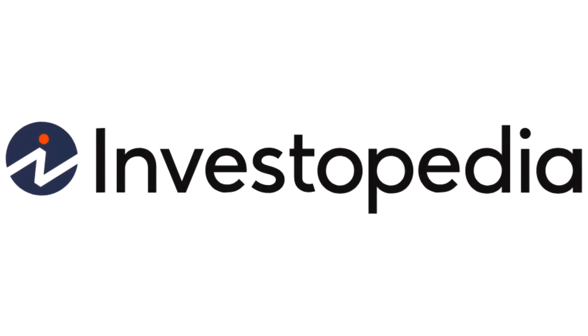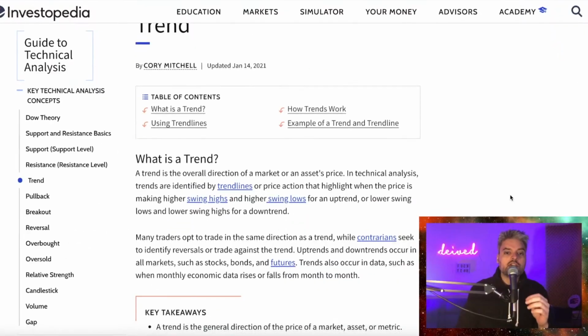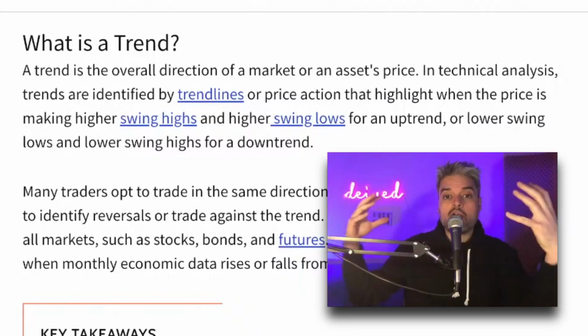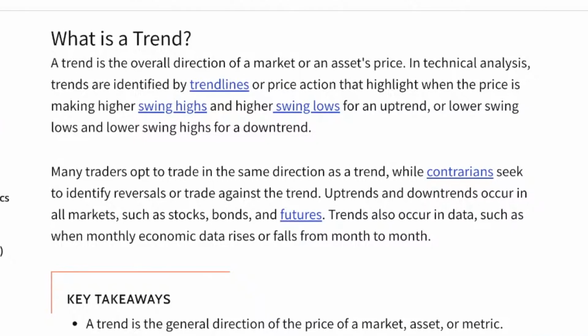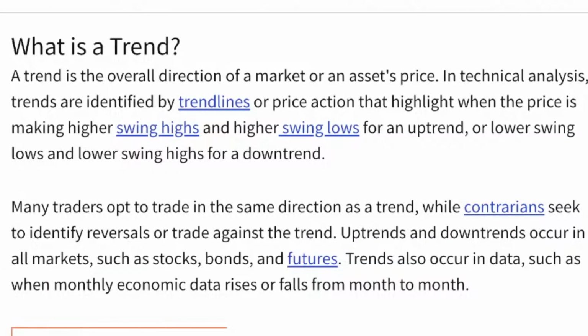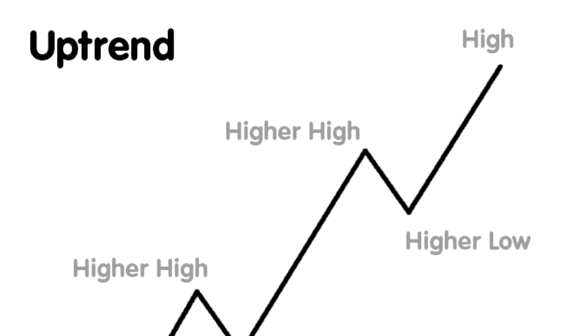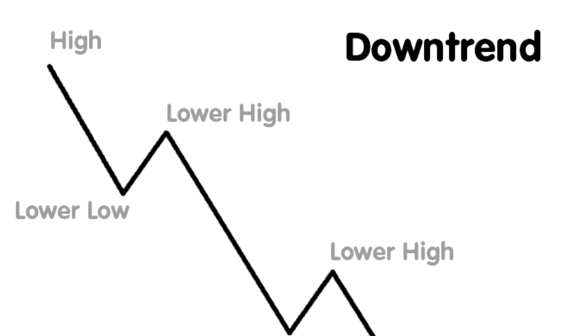What is a trend? Today we're going to continue our technical analysis basic education. And my friends, yes, you can find all of this information at investopedia.com. Corey Mitchell defines a trend as the overall direction of a market or an asset's price. In technical analysis, trends are identified by trend lines or price action that highlight when the price is making higher swing highs and higher swing lows for an uptrend, or lower swing lows and lower swing highs for a downtrend.